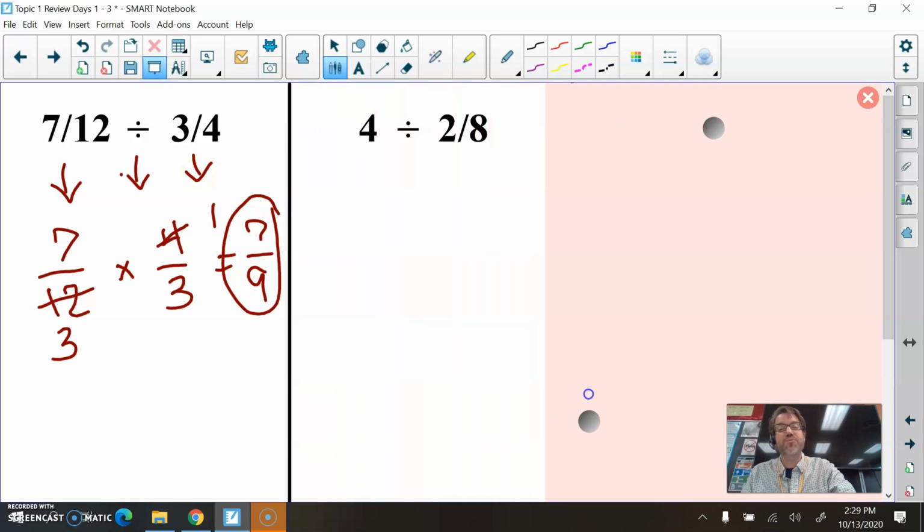All right, let's look at another one. I'm kind of moving through these quickly. But again, you can go back, you can pause, you can rewind, you can watch this video as many times as you wish. Here I have 4 divided by 2/8. It is a division problem, so I'm going to have to change it into multiplication mode. For starters, 4 is 4 over 1, okay?